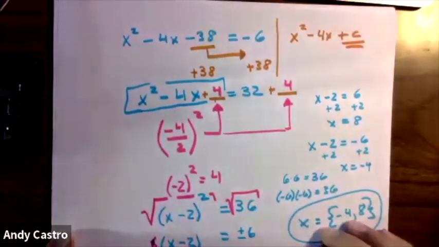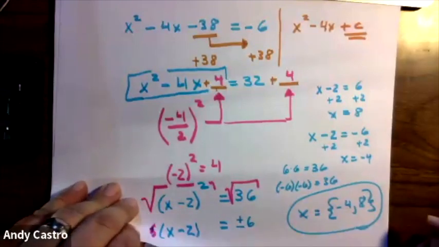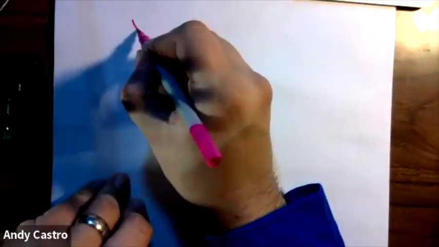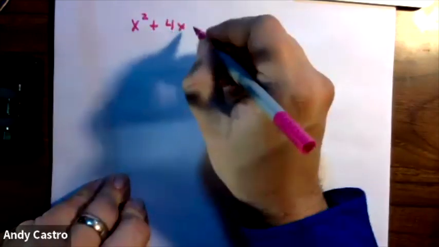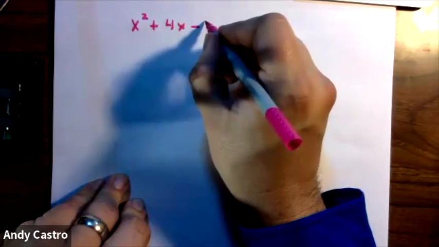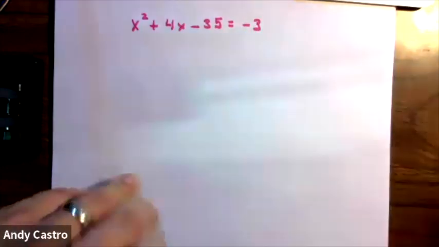A little bit more height there so we can center that. Okay. Let's do another example of completing the square as we are solving, using this to solve equations. All right. I'm going to do x squared plus 4x minus 35 is equal to -3.